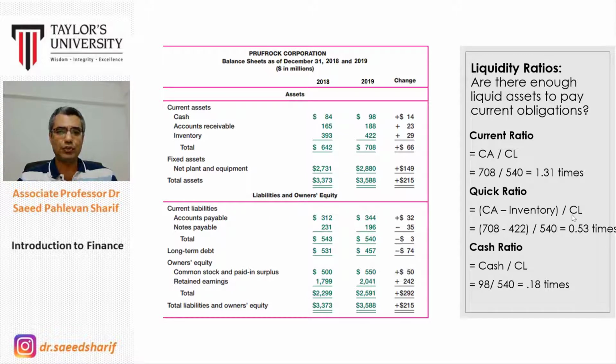So for the cash ratio, we divide cash by current liability, and the amount of cash reported here is 98. So we divide 98 by 540 and we get 0.18 times. It means for $1 in current liability, we have 18 cents in cash. So these three are the most common liquidity ratios that you may use.